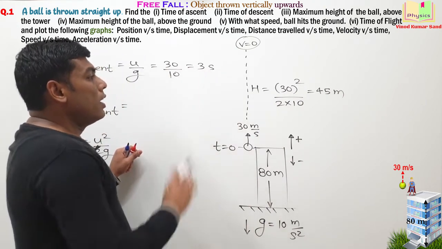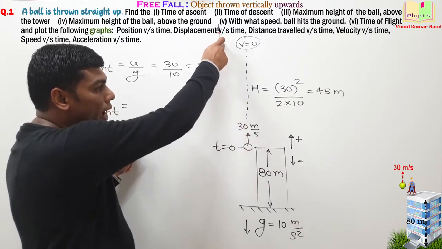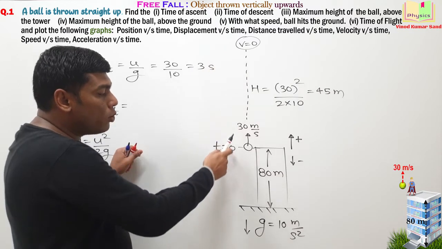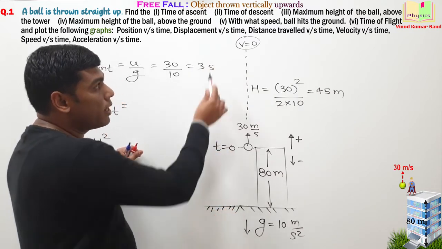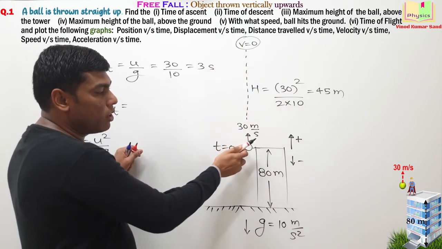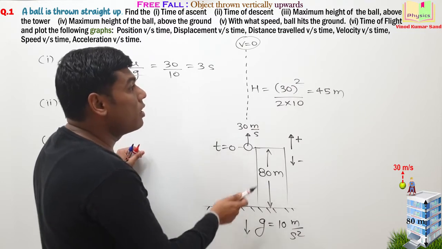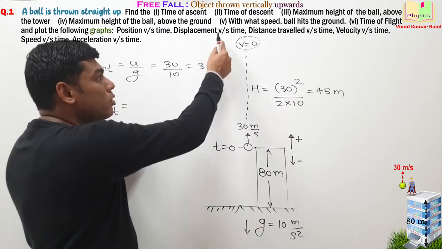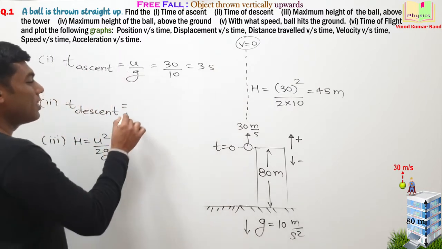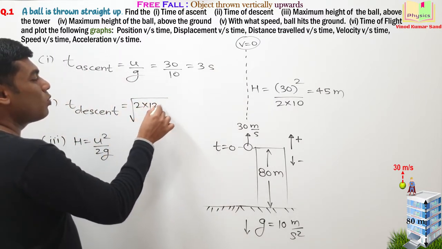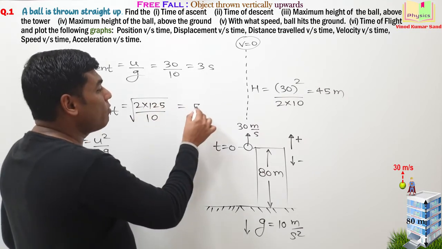Okay. Now, this ball will fall from a height of 125 meter while reaching back to the ground. Do you agree? It will start from here, 45 meter plus 80 meter means 125 meter. Falling back a distance of 125 meter, how much time will it take? Root of 2 into 125 divided by 10 means 5 seconds.